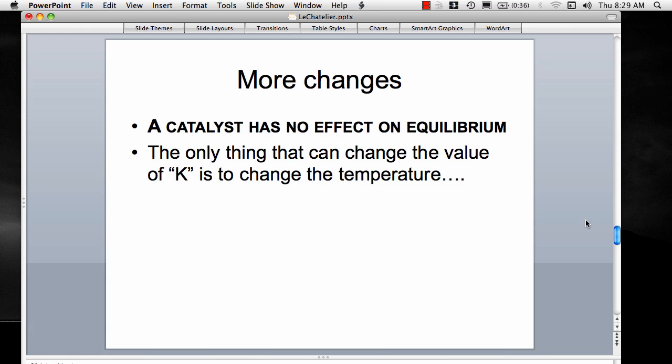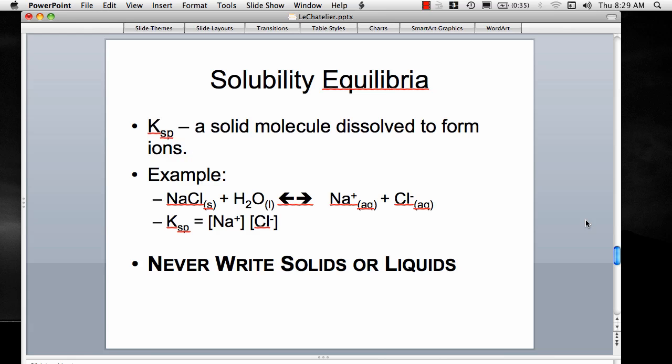Catalysts. Catalysts lower the amount of energy needed for a reaction to occur, but it has no effect on equilibrium. It doesn't change the amount of ingredients you need, it doesn't change the amount of reactants, and it doesn't change the amount of products produced. Only thing it does is make the reaction easier to occur.